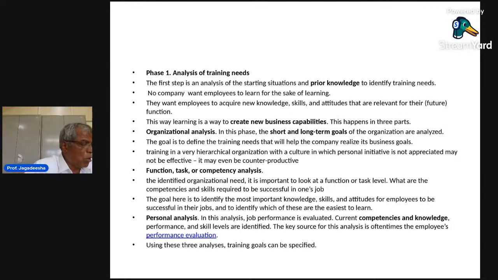And this is about a very important issue. And the second important point is function, task or competency analysis. Function, in the sense, a particular task. Competency, as we already discussed. Task, in the sense, the job. Right? When you say whether this particular job, doing the driver job for KSRTC, is it good or bad? That we have to find out.